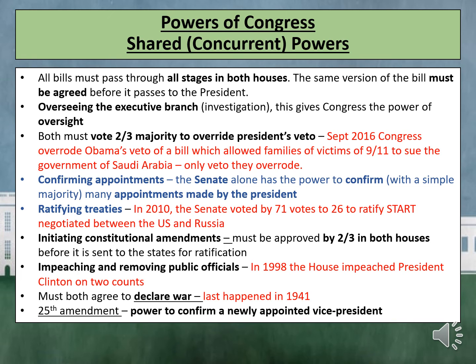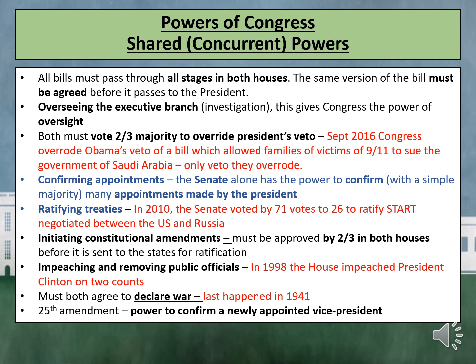Both houses must concur to declare war. This has only happened 5 times in the last couple of hundred years, when America declared war on Japan in the Second World War in 1941. Since the mid-20th century, Congress has found itself sidelined by presidential war-making, for example, both the Korean and Vietnam Wars.